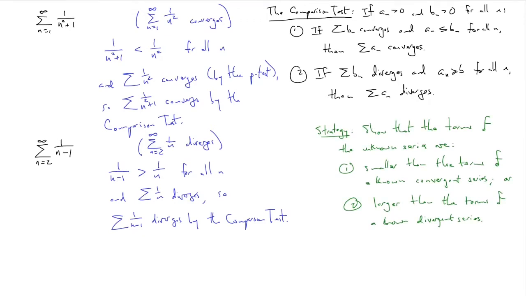And so here it is in a nutshell. To use the comparison test, you have to show that the terms of the series that you're trying to test are either smaller than the terms of a known convergent series, in which case your series that you're testing converges, or else larger than the terms of a known divergent series, in which case the series that you're testing diverges. If you can't show one of those 2 things, you can't use the comparison test.